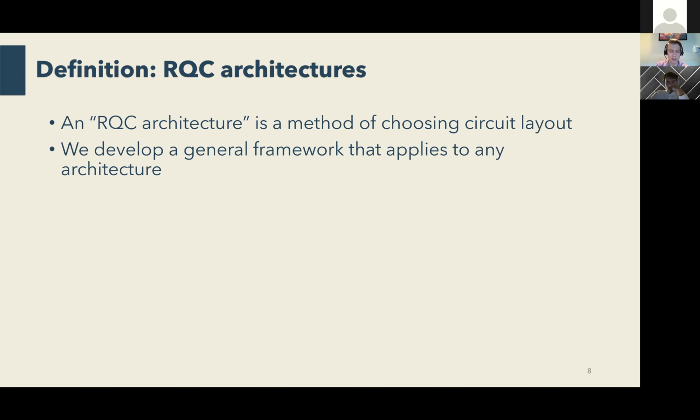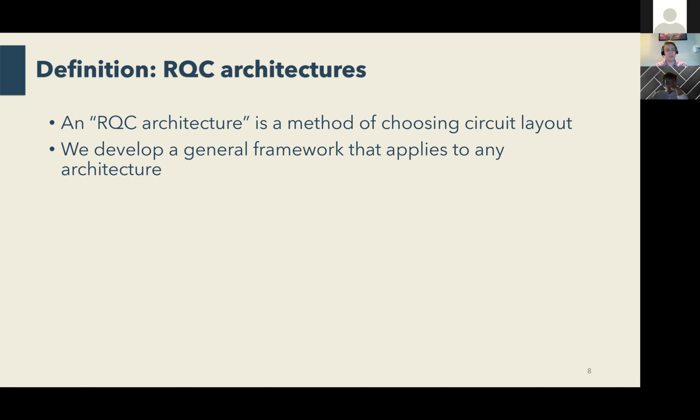So a random quantum circuit architecture in my language is just a method of choosing the circuit layout. Of course, once you've chosen where the gates are going to go, you always choose those gates to be random according to the Haar measure. But you have a choice as to how you arrange them in the first place. And we develop a framework to study anti-concentration that applies in any architecture. So if you give me an architecture, I can apply this framework to that architecture.